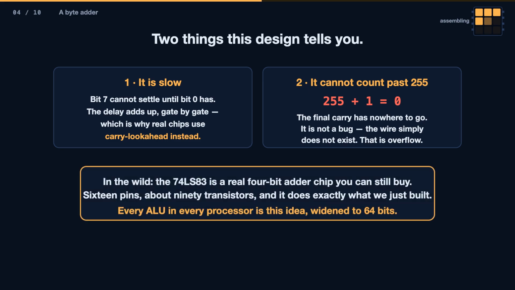The second thing is the ceiling. 255 plus 1 gives 0. The last carry has nowhere to go. That is overflow.